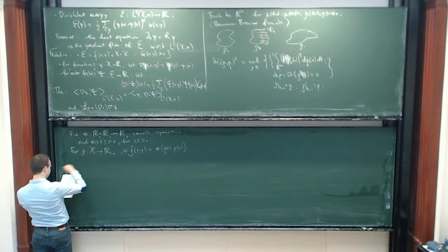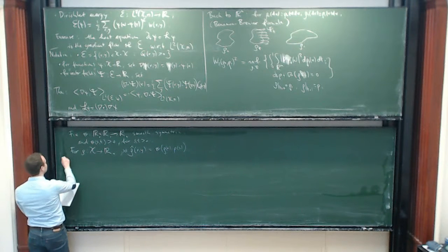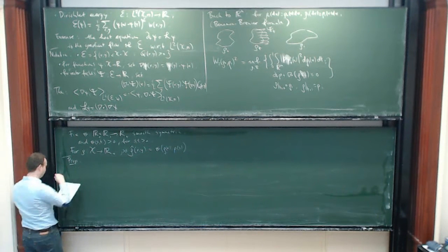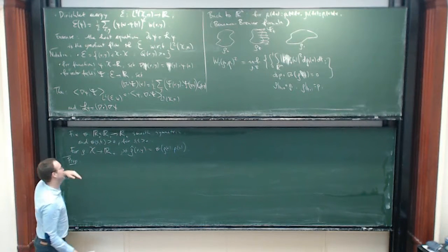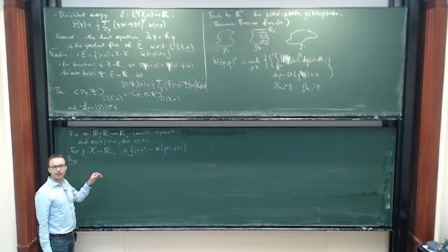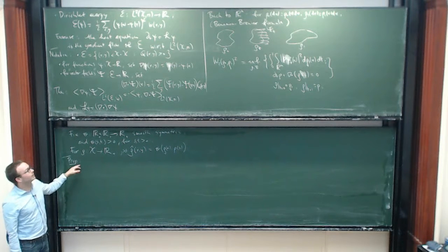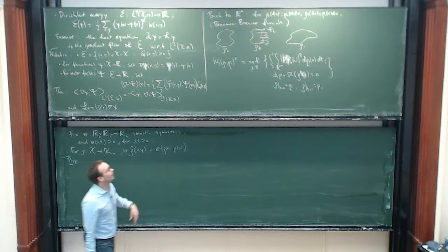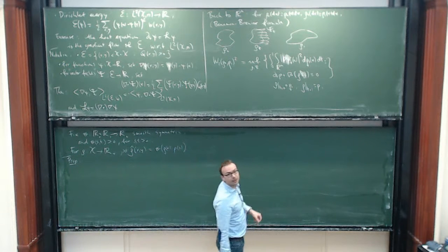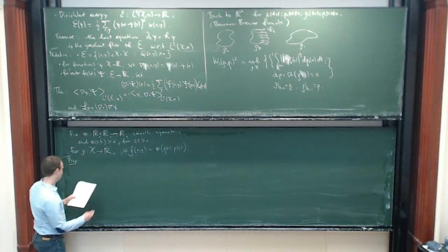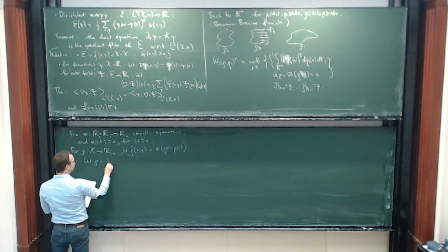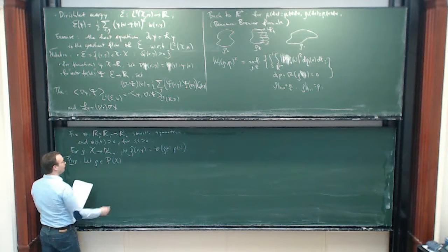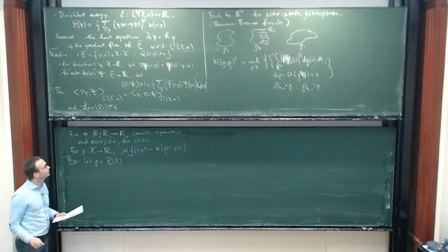OK. So here's a proposition. The proposition tells me that if I have an arbitrary path in the space of probability measures, I can always find a solution to the continuity equation, also in the discrete case. And I can find a unique gradient such that this continuity equation holds. So the result is the following. Take any probability density. Let me say it's strictly positive everywhere.